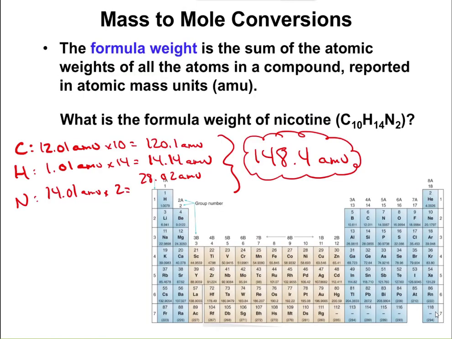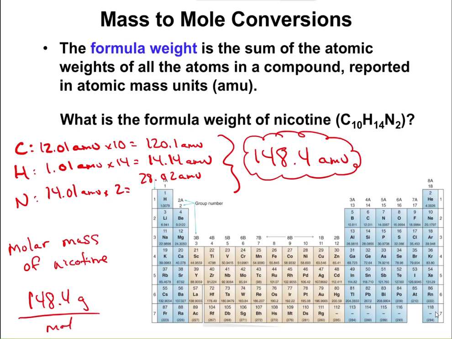So going back to the previous slide, we could also say that the molar mass of nicotine would be 148.4 grams per mole. Okay, so AMU and grams per mole are 2 ways you can look at this. The formula weight is usually given in AMUs. The molar mass is in grams per mole.